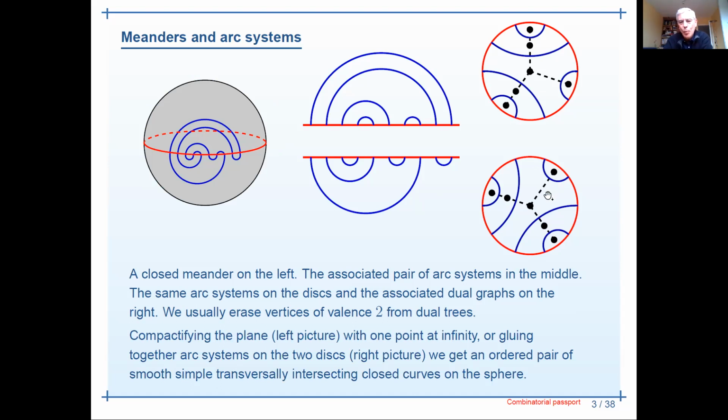When a meander is complicated, we usually have plenty of vertices of valency 2. So the combinatorial passport corresponds to forgetting these vertices of valency 2, which are not very interesting, and memorizing only the structure of the tree with these vertices of valency 2 forgotten.